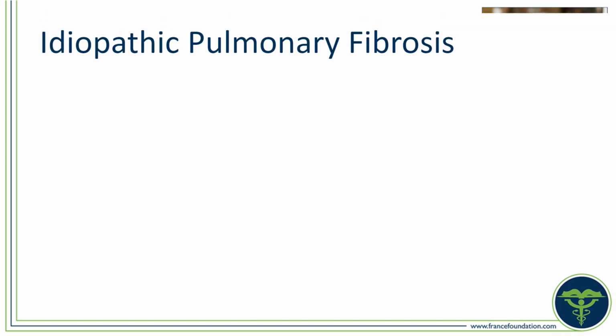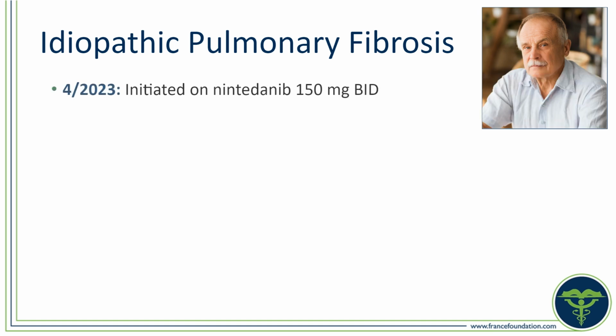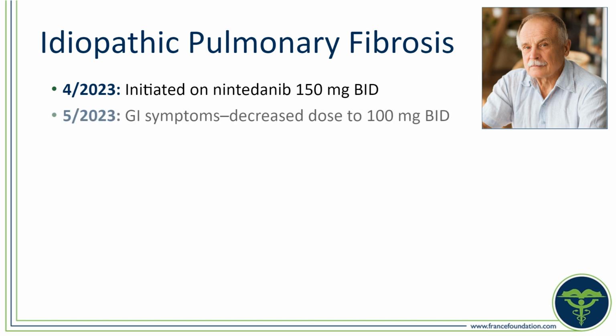Going back to our patient, in April of 2023, at the initial evaluation, based on his UIP pattern interstitial lung disease and the rest of his diagnostic workup, he was diagnosed with idiopathic pulmonary fibrosis and initiated on nintedanib, one of the antifibrotic drugs, at the starting dose of 150 milligrams twice a day. About a month after the medication was administered, the patient reported significant GI symptoms, and the dose was decreased to 100 milligrams twice per day.